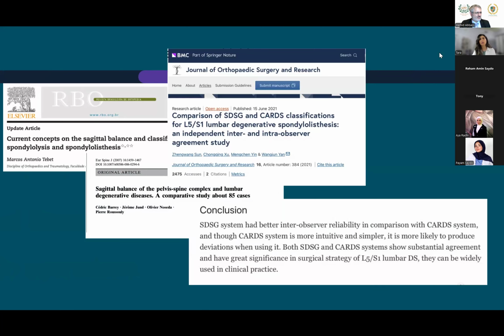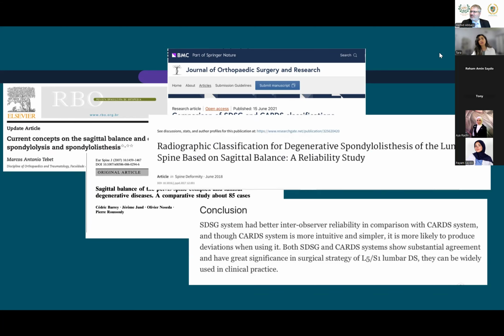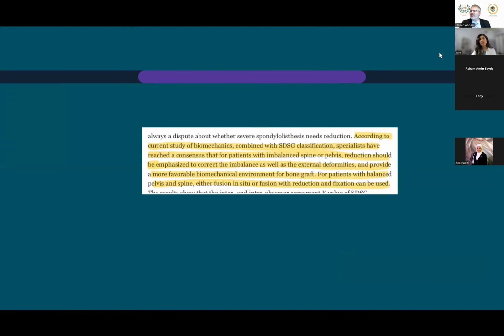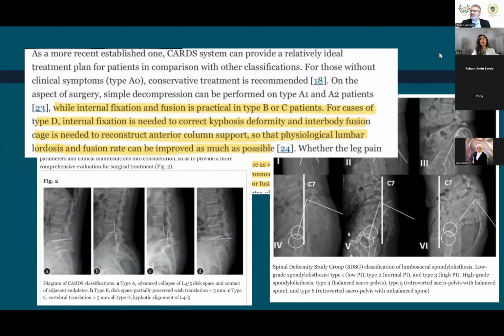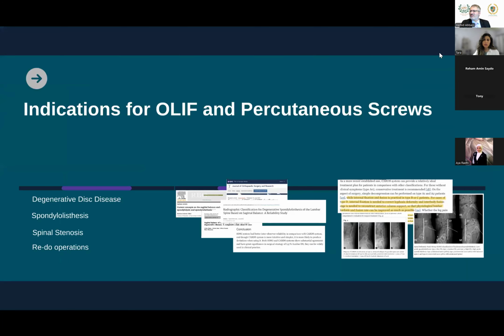overall, there are many studies and classifications of spondylolisthesis, starting from Meyerding's, Newman's, and the Marchetti classification, but none of these gave insight into predicting the progression of the pathology or guiding surgeons in how to choose our operative approach or procedure, until in 2005 the Spine Deformity Study Group, SDSG, made a classification grading spondylolisthesis along with the spinopelvic parameters. Then CARDS made its own classification, and there were studies comparing CARDS and SDSG. The simplest classification to understand is SDSG.